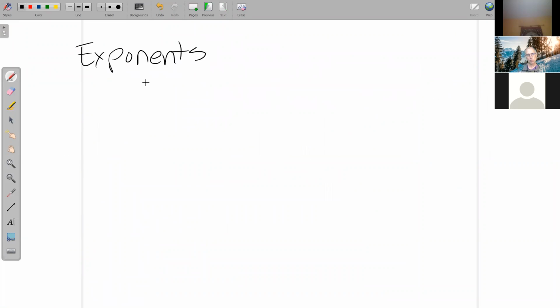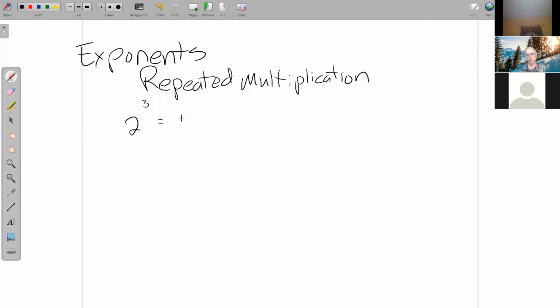Basic definition of exponents is repeated multiplication. So for example, 2 to the 3rd power means to take the base, which is the 2, and write it 3 times. Oops. 2, 2, 2, and then we multiply.